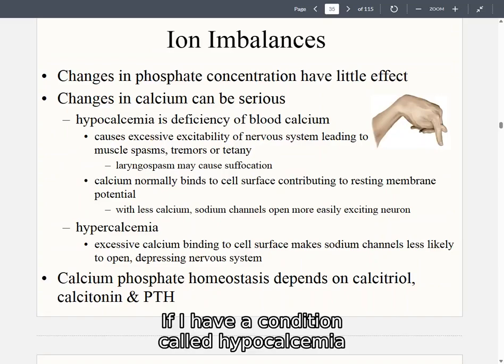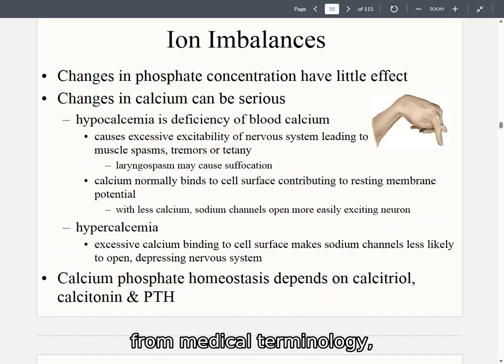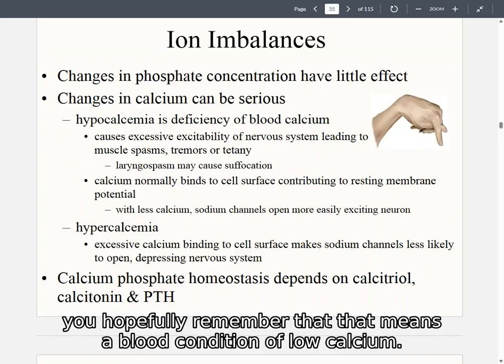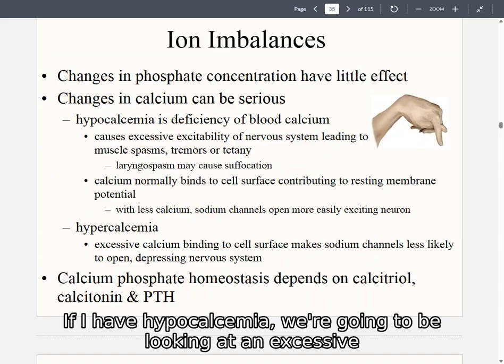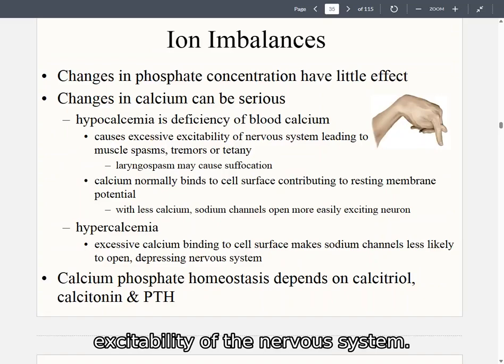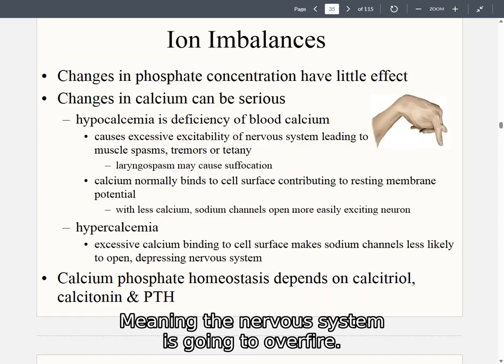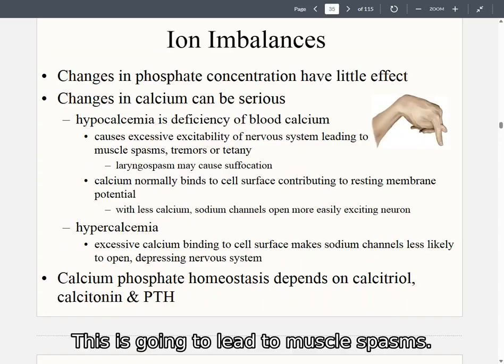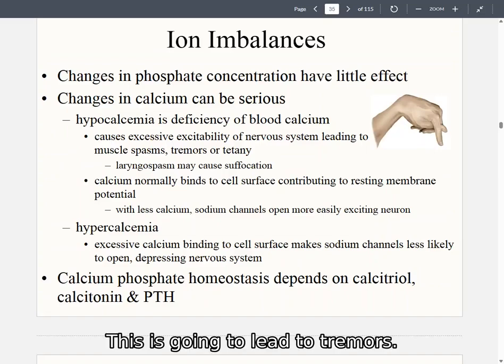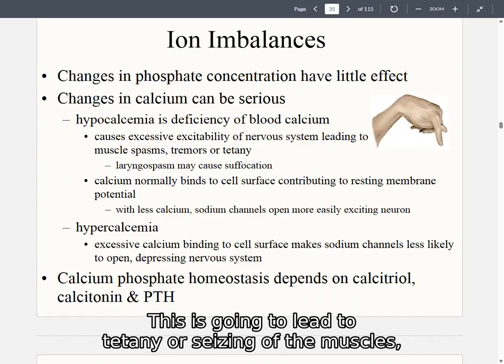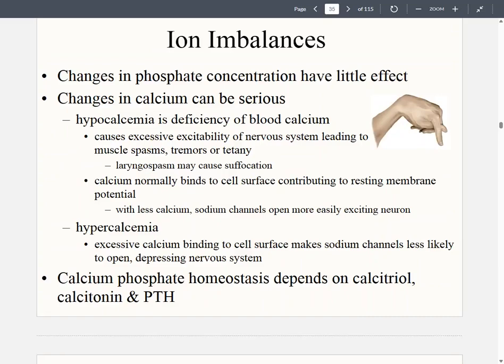If I have a condition called hypocalcemia, from medical terminology, you hopefully remember that that means a blood condition of low calcium. If I have hypocalcemia, we're going to be looking at an excessive excitability of the nervous system, meaning the nervous system is going to overfire. This is going to lead to muscle spasms. This is going to lead to tremors. This is going to lead to tetany, or seizing of the muscles, and you're unable to contract the muscle.